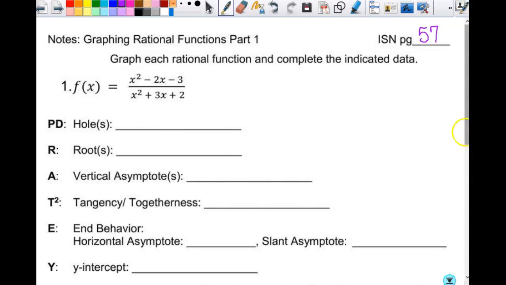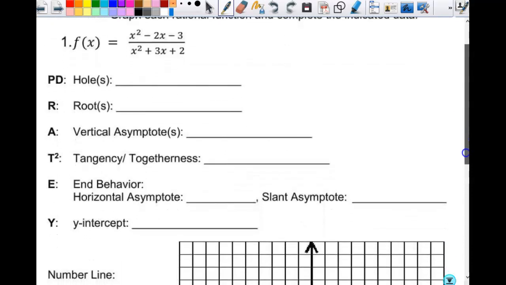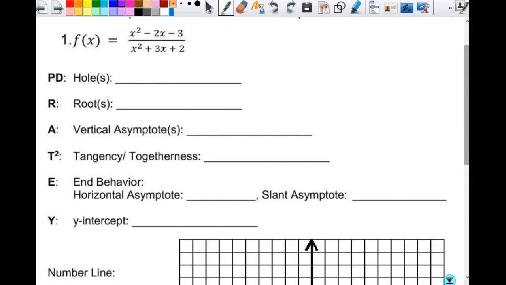So when we graph these, the first thing we need to do is look at this and try to factor, right? So we're going to factor this as x minus 3, x plus 1 over x plus 1 times x plus 2. So am I going to be able to reduce anything? Yes. So I'm going to be able to cancel these out, which means I have a hole at -1.